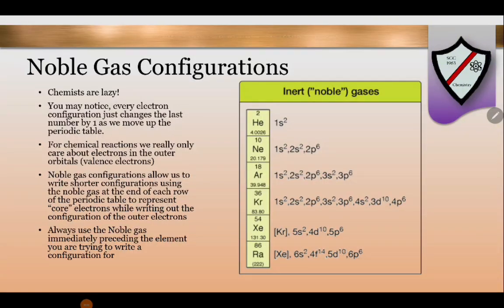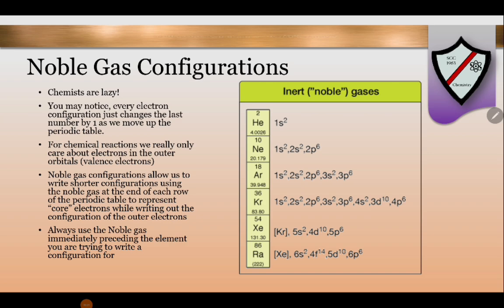As I've mentioned a couple times in our lectures and discussions so far, chemists are famous for being lazy. And now I want to introduce you to how we are lazy with our electron configurations. You may notice every electron configuration just changes the last number by 1 as we move up the periodic table. For chemical reactions, we really only care about electrons in the outer orbitals, what we typically call valence electrons.